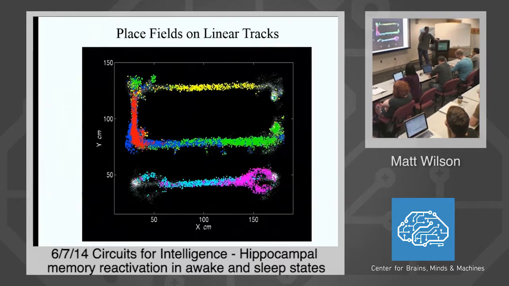I can decode that resolution with about 100 cells. 100 place cells firing this way gives me 2 centimeter resolution at a 100 millisecond time scale. So, again, that's the behavioral, the computational window of integration. So, essentially, if that's all the hippocampus is doing, just trying to convey information about where the animal is, 100 cells should be enough. But I got 3,000 to 5,000. So, what am I doing with all of those other cells?